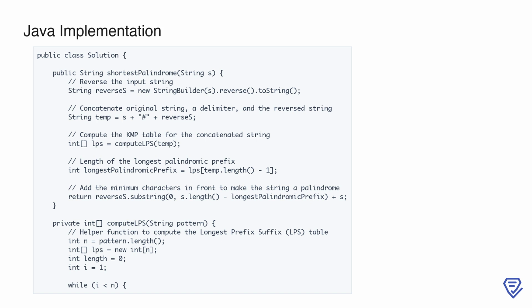The key part of the solution involves computing the longest prefix suffix, LPS, table for the concatenated string using the computeLPS method. The LPS table helps identify the length of the longest palindromic prefix in the original string. Using this value, we determine the minimum characters needed to prepend, which are extracted from the reverse string and added to the front of s to form the shortest palindrome.